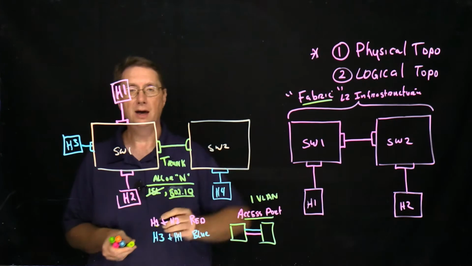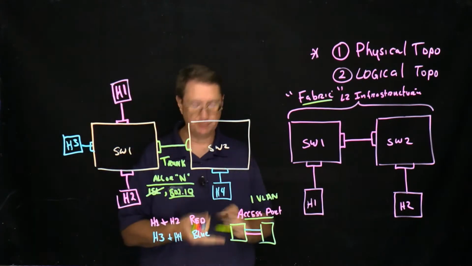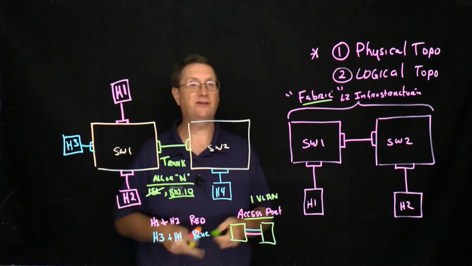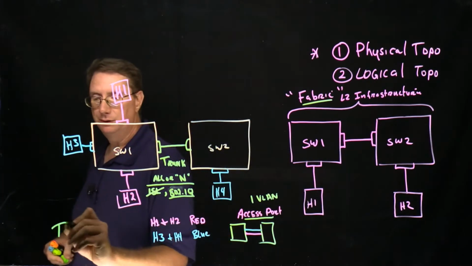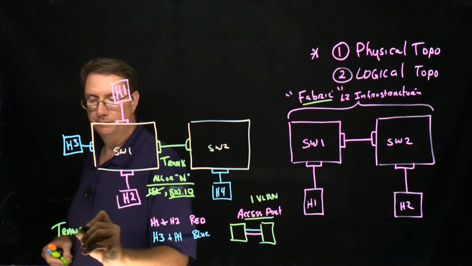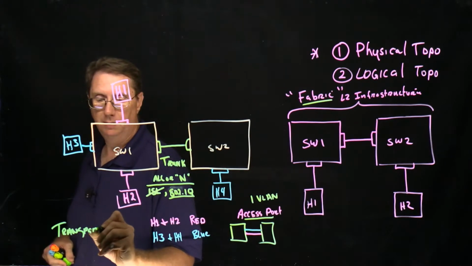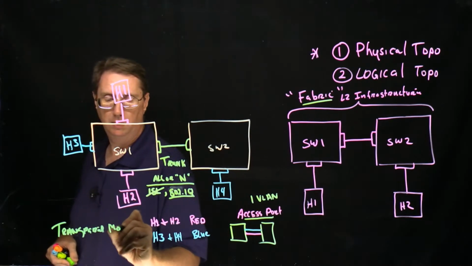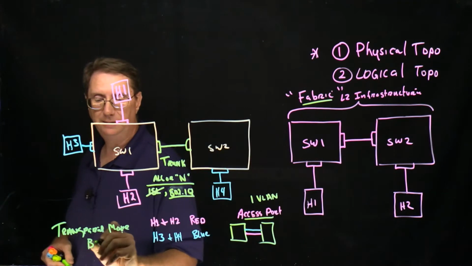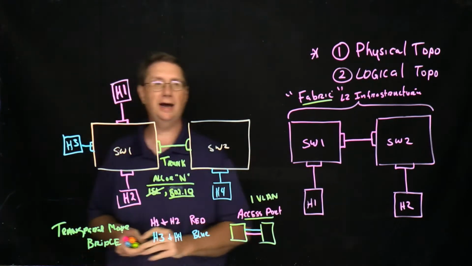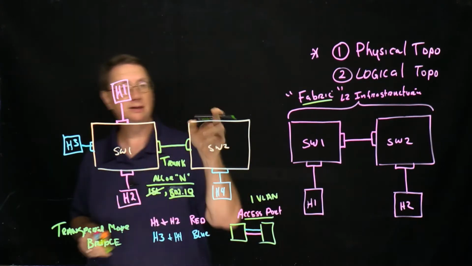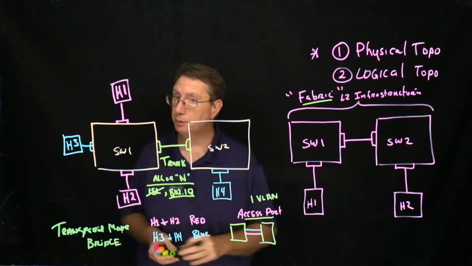802.1Q trunking. Now what this does is this allows me to leverage the fact that we're operating, again, in transparent mode when it comes to the method that I'm using to bridge or switch. So I am a transparent mode bridge. This is a transparent mode bridge.